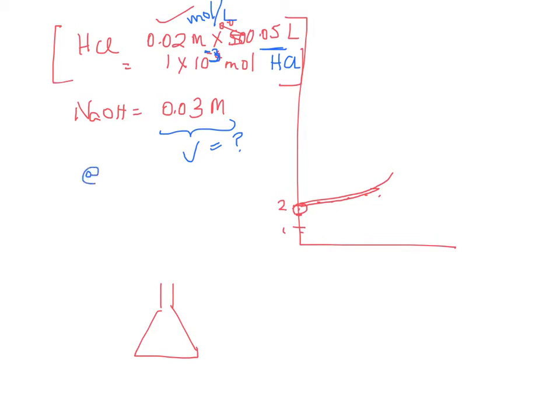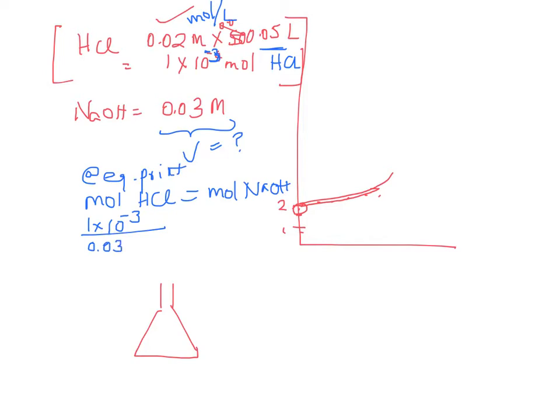Now you know that at equivalence point, moles of HCl are going to be equal to moles of NaOH. So what that means is 1 times 10 to the power of -3 divided by 0.03 moles per liter is going to give you your volume, since molarity times volume is moles per liter times liter.